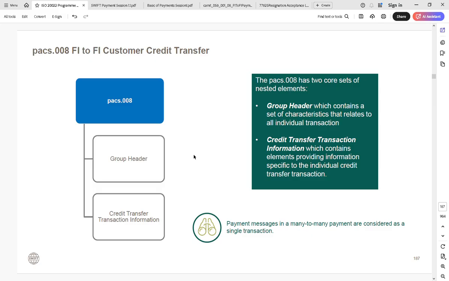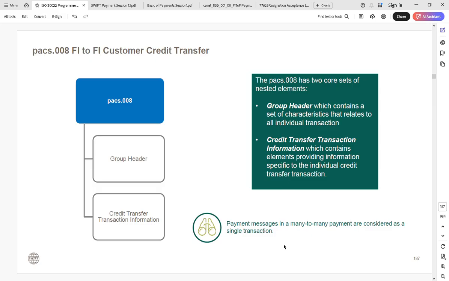The PACS message contains two components. Basically, it's divided into two parts, which are a group header and a credit transfer information section. The group header contains the set of characteristics related to the transactions, and the credit transfer information contains elements providing information specific to the individual payment. These are the two parts of your FI to FI customer credit transfer.